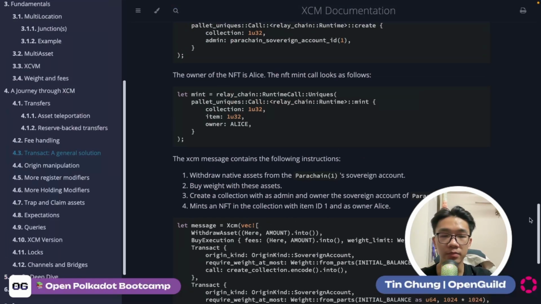And that's also the end of today's section, and I hope it gives you an overview of the journey of XCM, how you can make transfers using XCM. We learned about asset teleportation and reserve-backed transfer, and also how to use Transact to execute any runtime call or any smart contract function call using XCM.